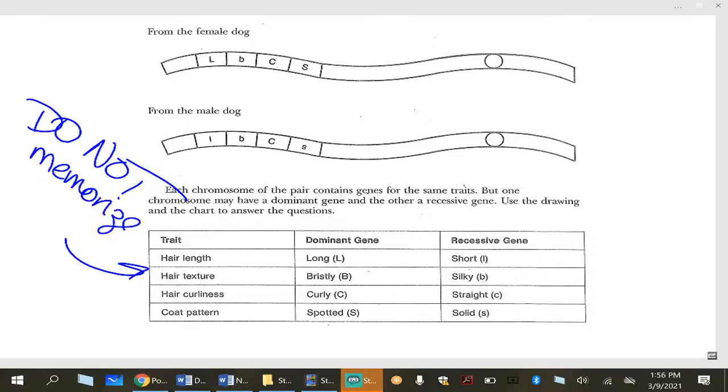It tells you what the trait is, and then it will tell you what's dominant and what's recessive. Again, do not try to memorize. Oh, you can if you want to. You will never need it from me. So if you really want to still, that's up to you. Does everybody understand this so far?